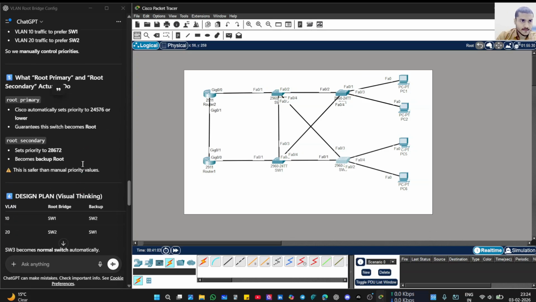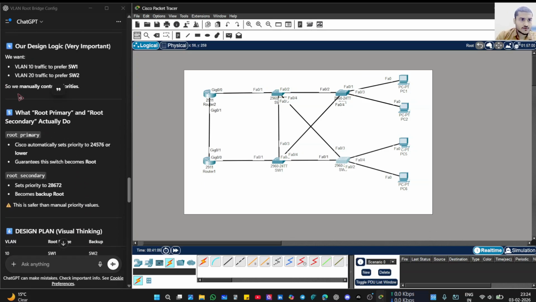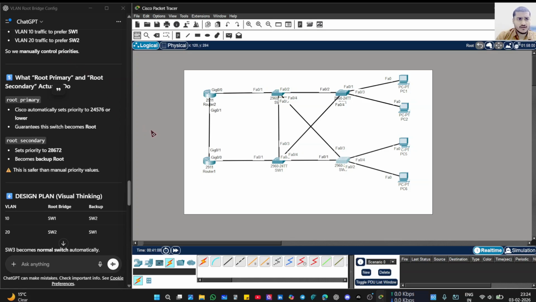So we manually control the priorities. We are going to configure this manually, creating the logic ourselves. This is all about root primary and root secondary, which I have to decide. We also have to make sure what goes into it and how we can do it.